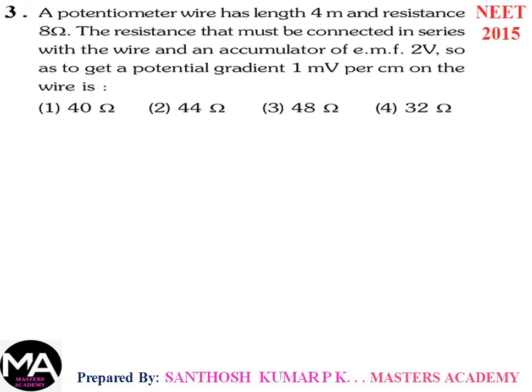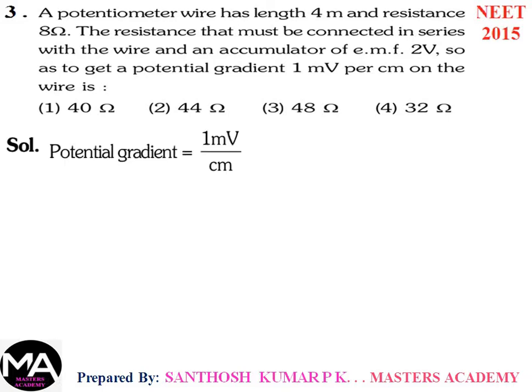Next problem. A potentiometer wire has length 4 meter and resistance 8 ohm. The resistance that must be connected in series with the wire and an accumulator of EMF 2 volt so as to get a potential gradient 1 millivolt per centimeter on the wire is. Again, it is from NEET 2015.